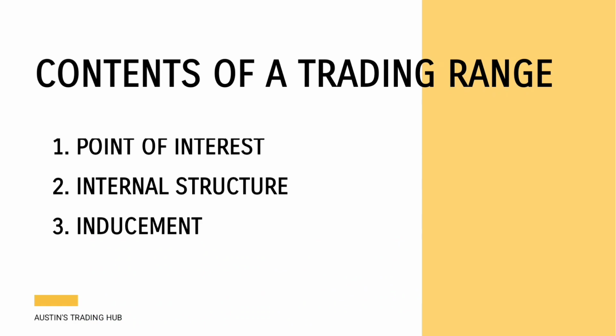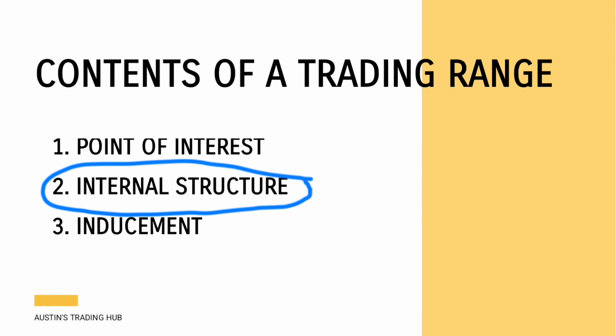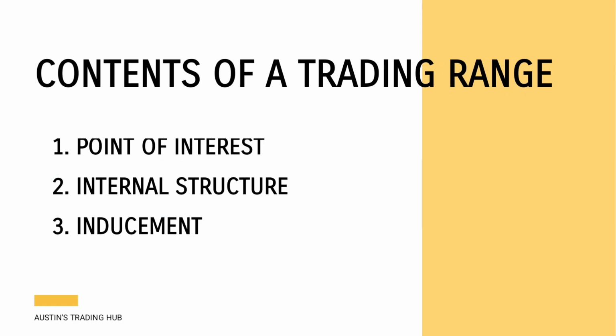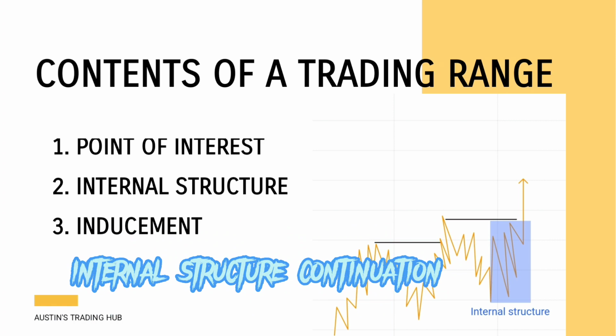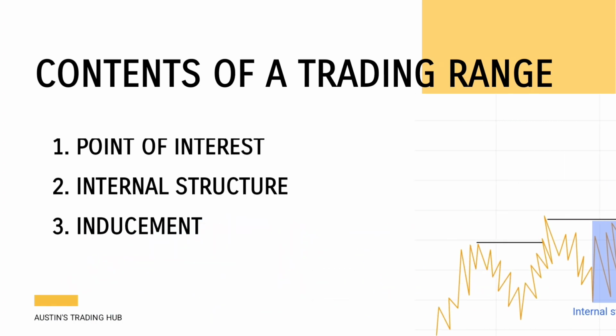The next content is the internal structure. As we said in the in-depth anatomy of market structure, the internal structure is a part of the impulsive wave that occurs before the break of market structure. So that is also a content of the trading range. So instead of using the primary point of interest or the secondary point of interest, the market could as well use the internal structure. When it uses the internal structure to buy or sell, we would call that internal structure continuation, which we are going to be looking at later on.